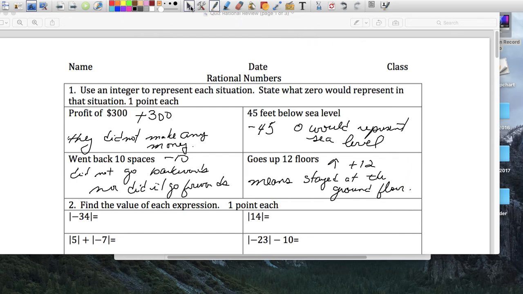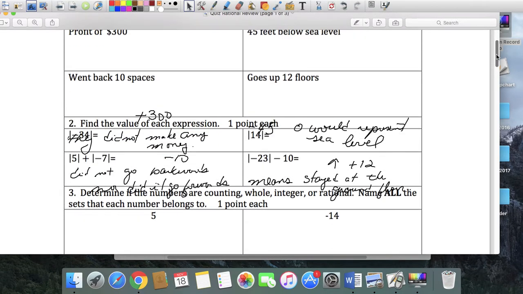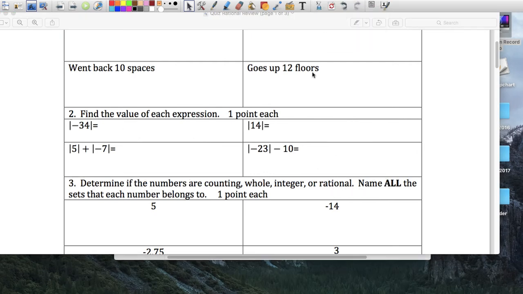Find the absolute value of each expression. Let me just finish this. Absolute value of negative 34. The absolute value is 34. The distance between negative 34 and 0 is 34. The absolute value of 14 is also 14, because 14 is 14 units away from 0. The distance between 14 and 0 is 14.